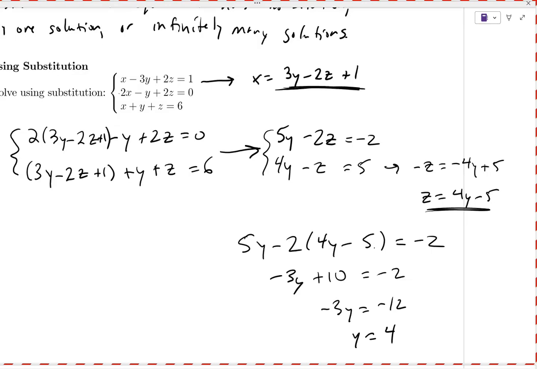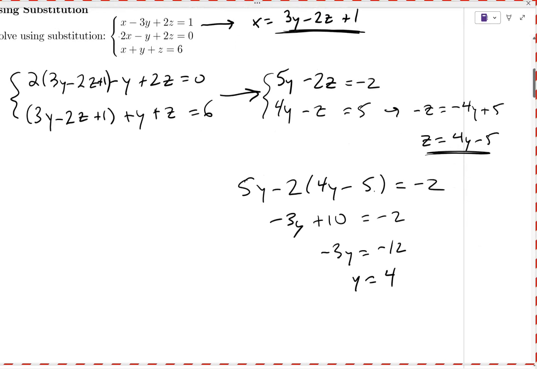Now that we figured out what y is, can we figure out z? Work our way back up. Right? We can figure out what z is using this equation back up here again. Oops. Actually plug in the 4. So you get 4 times 4 minus 5 gives us 11 for that one.